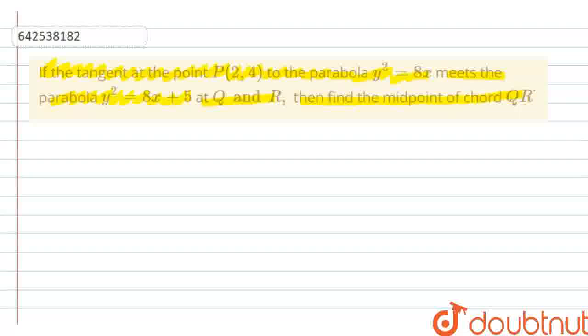So firstly I'm writing down the given parabolas. The first is y square is equal to 8x, let it be equation number 1, and the second one is y square is equal to 8x plus 5, let it be equation number 2. Now it is given that the tangent at point 2,4 is on equation 1, so it is for the parabola first.